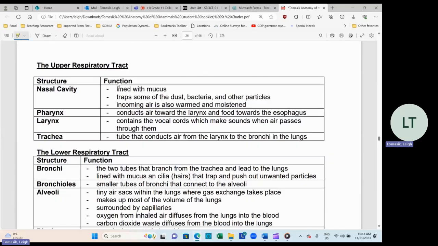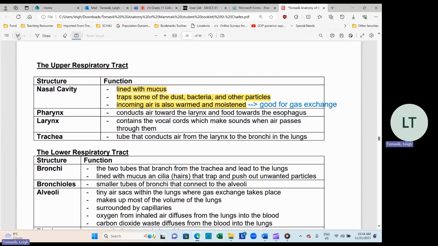So your nasal cavity has a couple features. It's lined with mucus, and the mucus traps some of the dust, bacteria, and other particles that want to go into your respiratory system through your nose. The incoming air is also warmed and moistened. This is good for gas exchange. Okay. Eventually, we're going to have to exchange gas with the blood, and if the air is moist and warm, this is better for gas exchange.